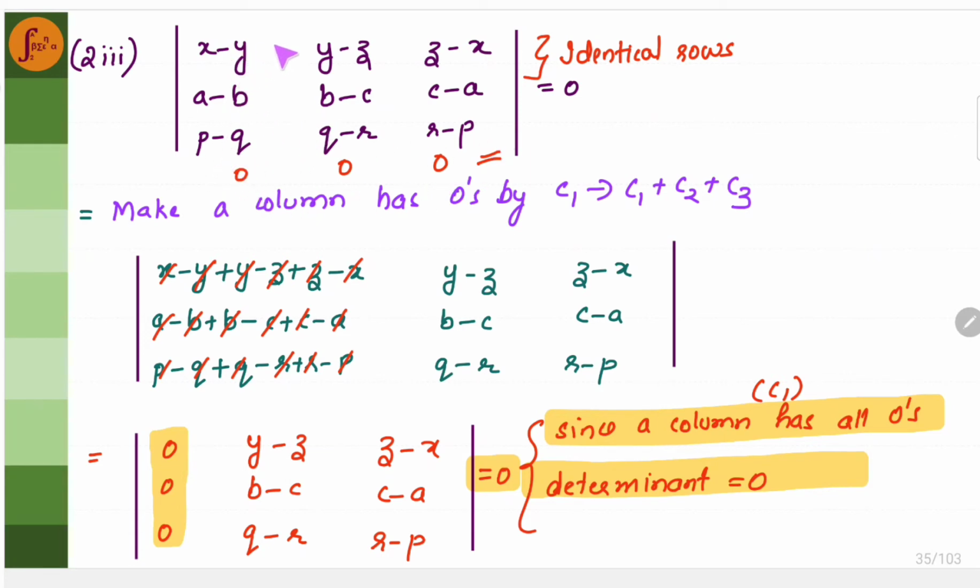Now if you add all of these three columns, you will see that it will get cancelled. Here it's minus y plus y, it will get cancelled. Here it is minus z plus z, it will get cancelled. And x will get cancelled. So you'll get 0. You repeat this for all the elements of column 1, so you will get 0 in column 1. Since you have all zeros in column 1, you can say the determinant is 0. You can do this for any column, it is not necessary that you do it for column 1. You can do it for column 2 also, column 3 also.